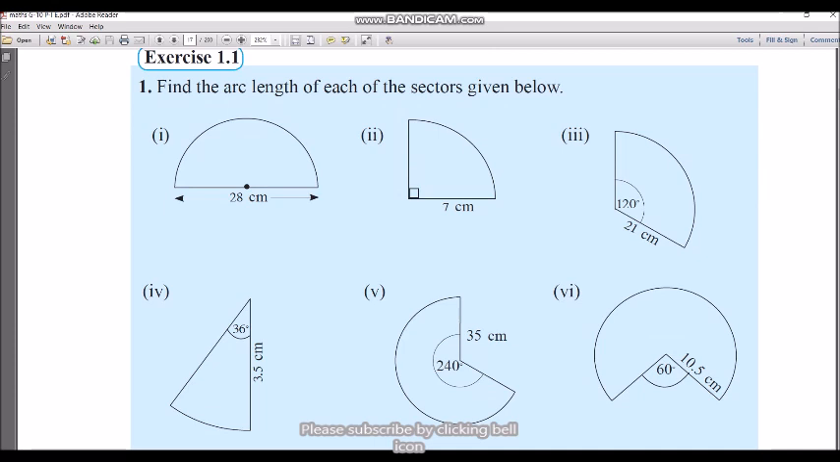For the first one, we can see the angle at the center is 180. That is half of a full circle. So 2 pi r over 2, or 2 pi r theta is 1.